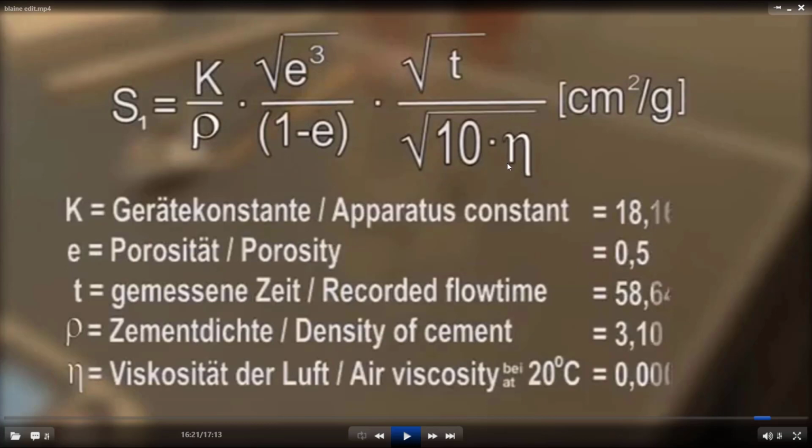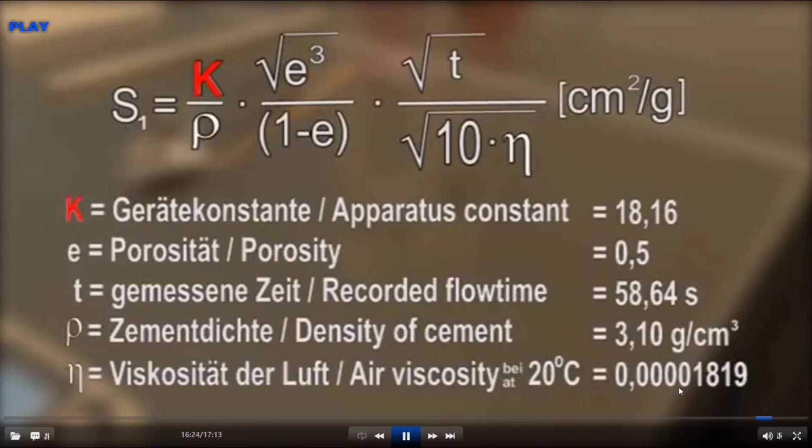Eta is basically the air viscosity. You have calculated the K earlier, which is 18.16. Porosity is around 0.5. It's the porosity of the reference material, keep in mind. T is the time required for the cement sample, which is 58.6 seconds. Rho is the density. We know the density of the cement is 3.1. Eta is the air viscosity at 20 degrees Celsius, which is 0.00015. So in this way you can calculate the specific surface area of a cement.